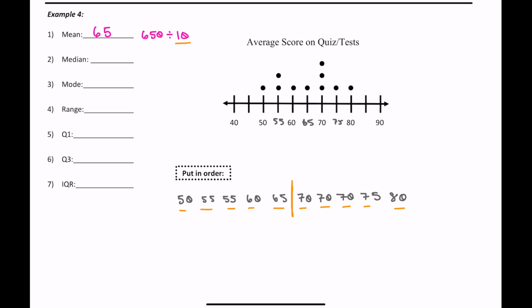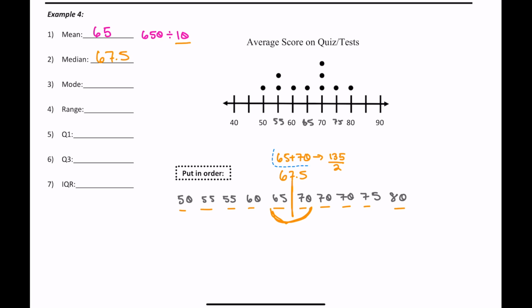This means that these are my middle two, 65 and 70. So let's figure this out. 65 plus 70 gives us 135. I have to divide 135 by 2, and when I do that, this gives me a median of 67.5. So that is my middle number. This is my median. That's 67.5.